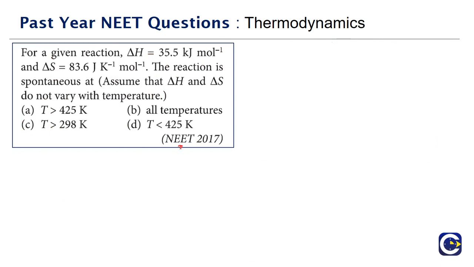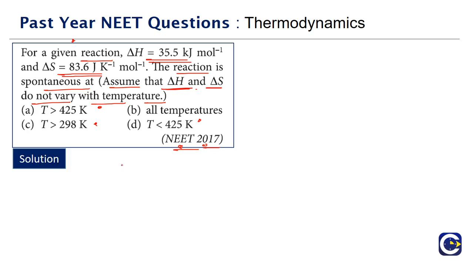Next we have a question that came in the NEET 2017 paper. For a given reaction, they are giving us the delta H value and the delta S value. The reaction is spontaneous at, so if you look at these options, they are talking in terms of the temperatures at which the reaction will be spontaneous. They also give a condition: assume that delta H and delta S do not vary with temperature, meaning the enthalpy change and entropy change remain constant with respect to temperature.